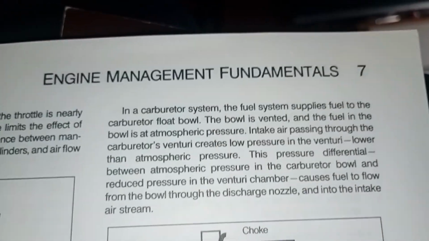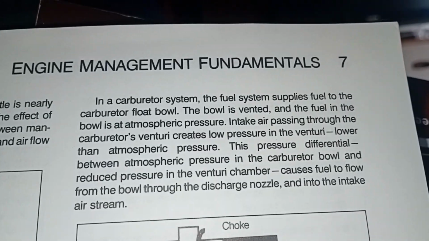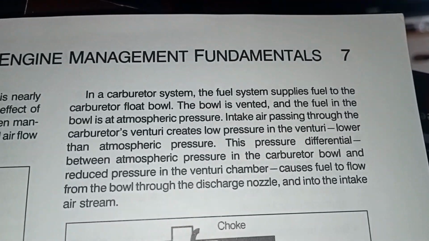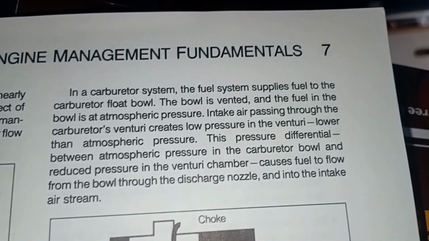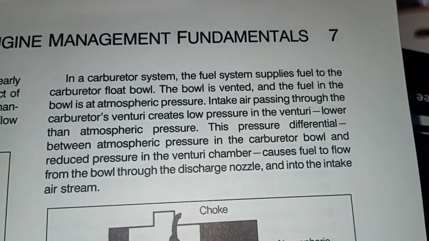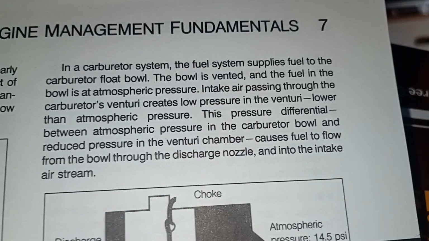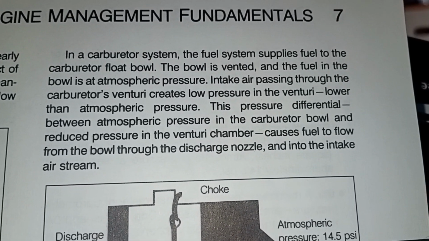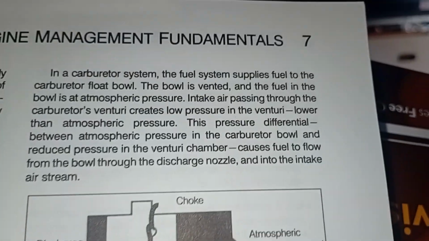In a carburetor system, the fuel system supplies fuel to the carburetor float bowl. The bowl is vented and the fuel in the bowl is at atmospheric pressure. Intake air passing through the carburetor's venturi creates low pressure in the venturi, lower than atmospheric pressure. The pressure differential between atmospheric pressure in the carburetor bowl and the reduced pressure in the venturi chamber causes fuel to flow from the bowl through the discharge nozzle and into the intake airstream.